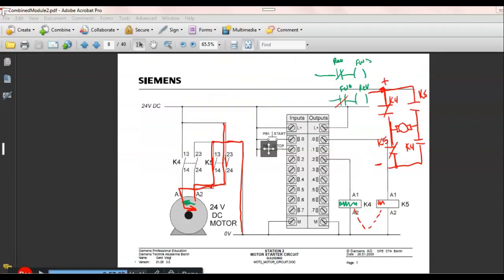So this is the actual circuit that's on the Amatro line. And like I said, they don't show the electrical interlocks. I would like to actually look at the program and see if they've got those interlocks in there.